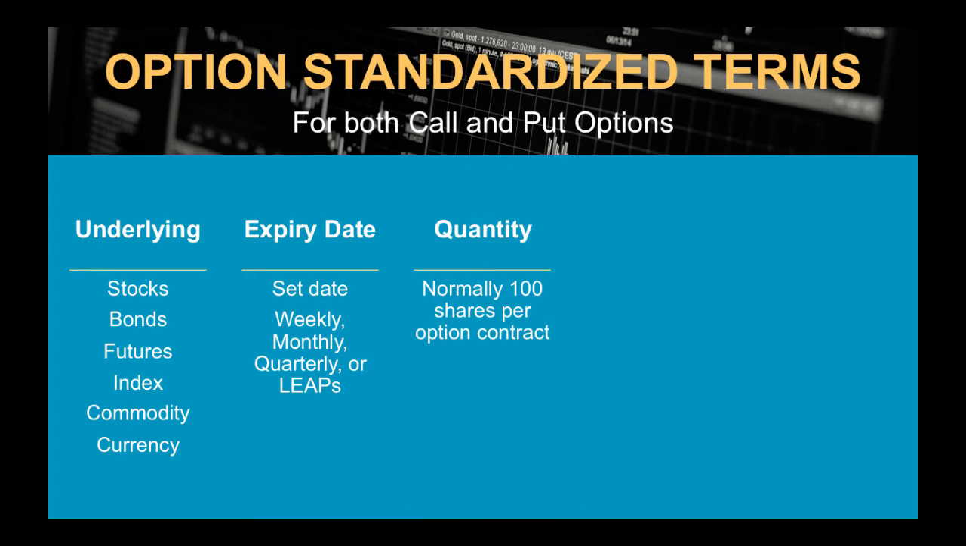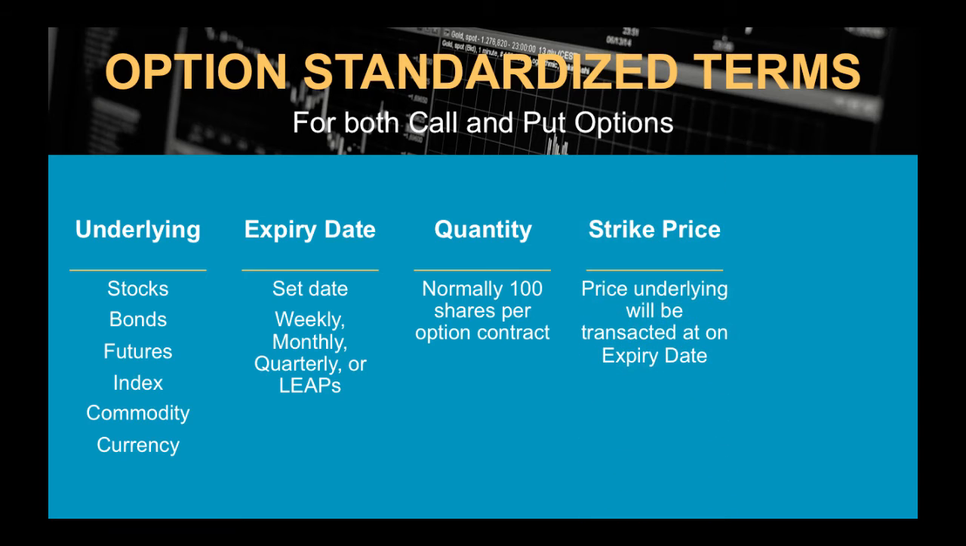Each option contract has a standardized number of shares that it represents. The standard is for 100 shares per option contract. Next, we have the strike price. This is the price that the underlying will be transacted at on the expiry date. It's the price that shares will exchange hands.